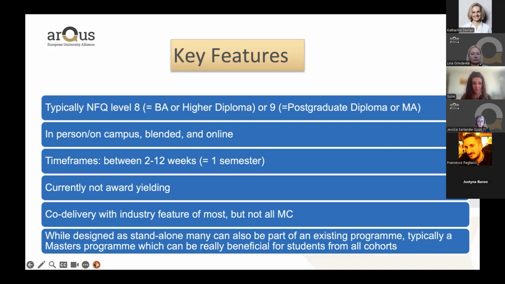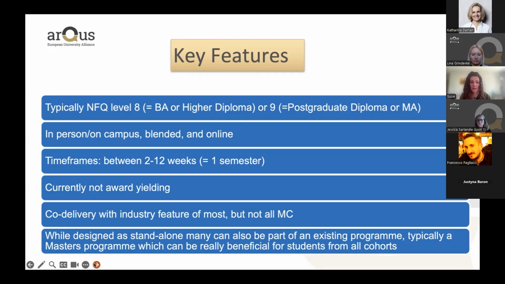And a final point, which I know, again, I said to Ryan, I will say this a lot, and I will refer to Ryan because he has the practical experience with this. A number of the micro-credentials that we have in Maynooth are designed as standalone programs, kind of modules in a way. But they can also be part of an existing program. Quite often, they would be part of a master's program that already exists.